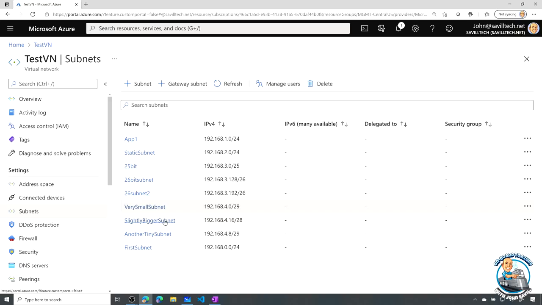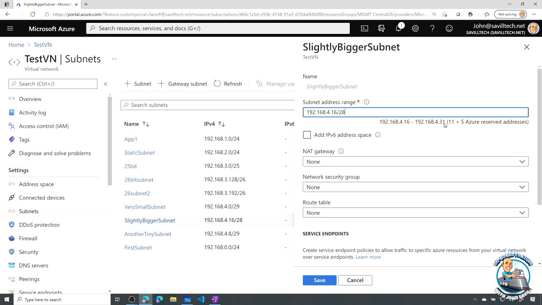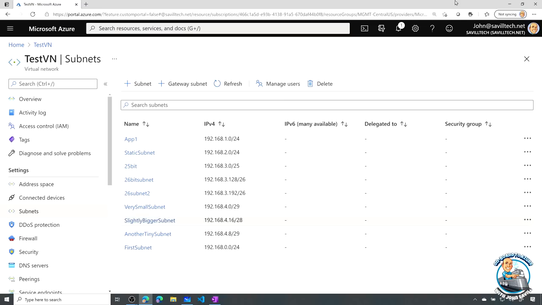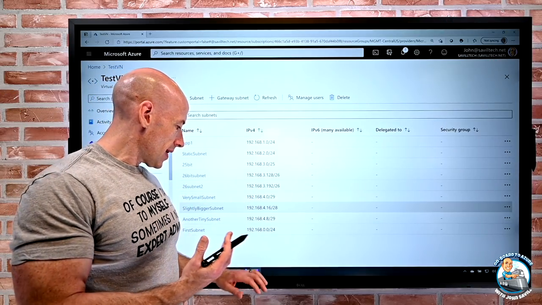Then I created a slightly bigger one. I created a /16 with a /28. Then I created another little tiny one. You can see in all of those, it's showing how many you have and how many Azure reserved, and it shows you the IP space. So that really helps understand what the networks are and how the subnetting works.